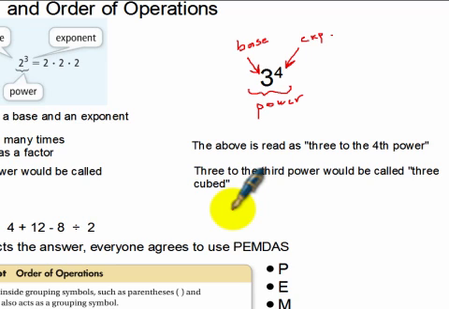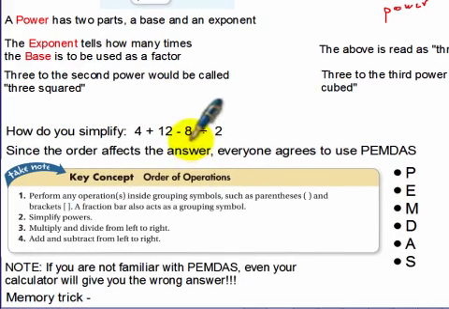Okay, so now that we've done that, we need to talk about something else, and that is order of operations. The way it works is when you have something like this, 4 plus 12 minus 8 divided by 2, and you've got it all written out like this, depending on how you choose to simplify it, you could get different results. So how do you know which thing to do first? Because depending on what you do first, you get a different answer. Like if you do the division first, you would get a different answer than if you subtracted first. So how do you know what to do?